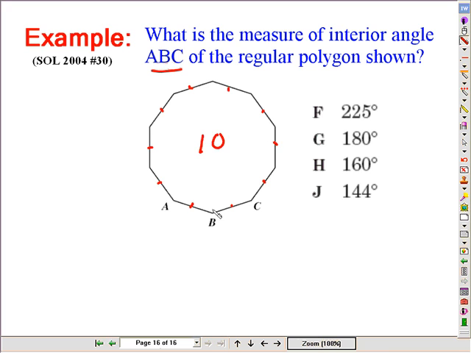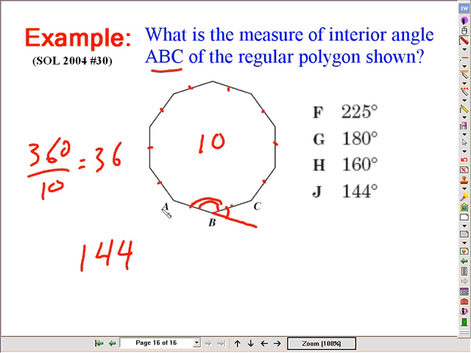Step 1, well, the exterior angles are going to add up to, well, it's always going to be 360. So if I know all the exterior angles make 360, how much is just one exterior angle? 360 divided by 10 gives us 36 degrees for that exterior angle. So how much is one interior angle? Linear pair with 36 is going to have to be 144. And that gives us the answer, 144.